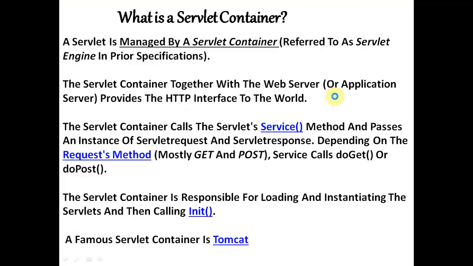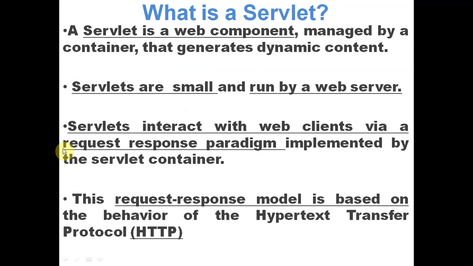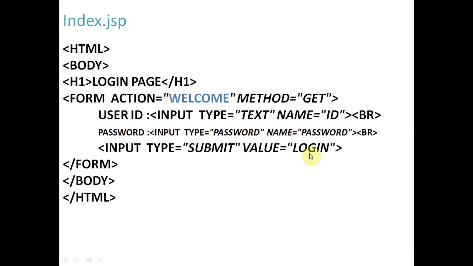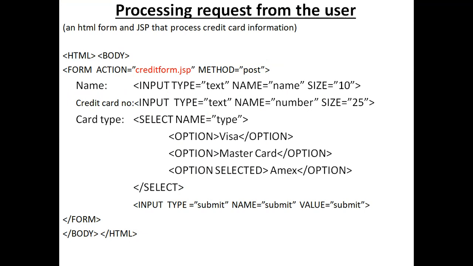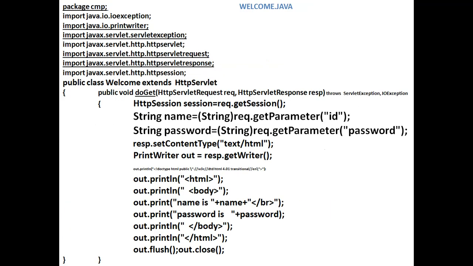I already told you it is based on the request-response paradigm. So a servlet interacts with the web client via the request-response paradigm. So we will have two classes, the request class and the response class, HttpServletRequest as well as HttpServletResponse. And we are using two exceptions here, ServletException and IOException.